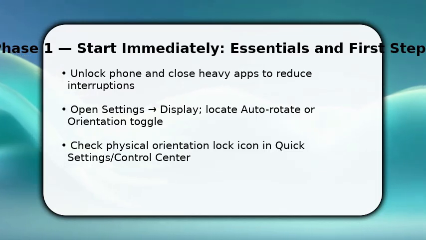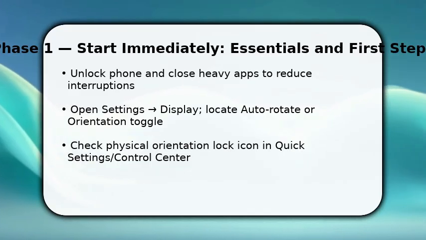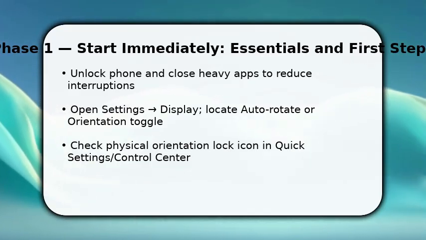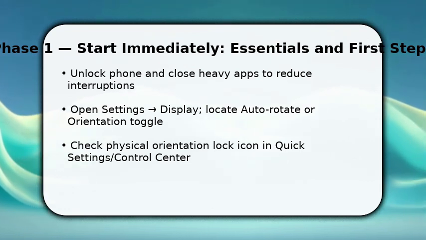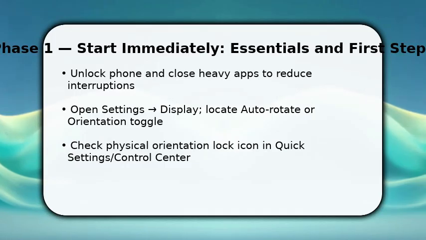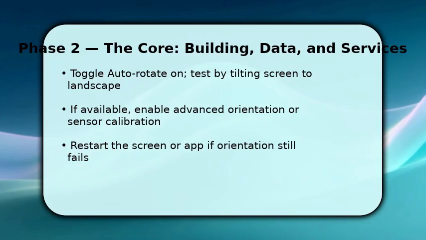If you have a Quick Settings panel, swipe down and verify the rotation lock icon. Turn it off to allow automatic rotation. Make sure sensors are unobstructed while you proceed to the next steps. You now enable Auto Rotate and immediately test by tilting the phone to landscape.